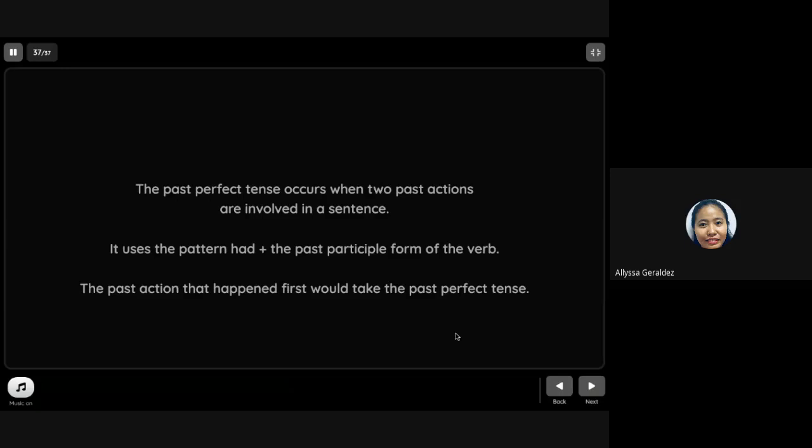Congratulations! So, to end this session, you have to remember that the past perfect tense occurs when two past actions are involved in a sentence. It uses the pattern had plus the past participle form of the verb. And then the past action that happened first would take the past perfect tense.